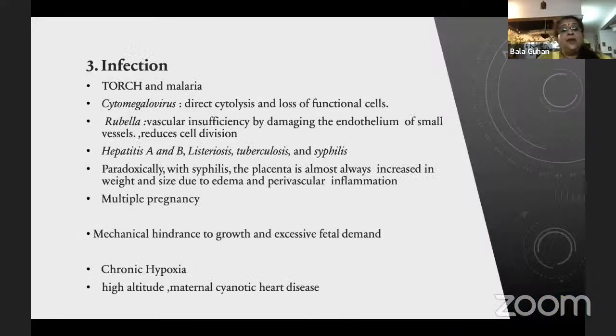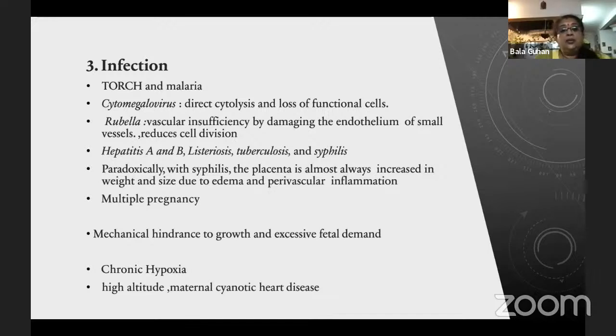As we know, infections, of which TORCH and malaria are important. Cytomegalovirus has a direct cytolysis and loss of cell functions. Rubella causes vascular insufficiency by damaging the endothelium of small vessels and reduces cell division. Hepatitis A, B, listeriosis, tuberculosis, and syphilis. And with syphilis, we have hyperplacentosis, paradoxically. There is increase in weight and size of the placenta due to edema and perivascular inflammation, paradoxically in syphilis actually.